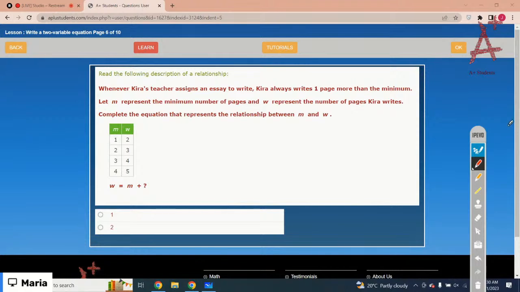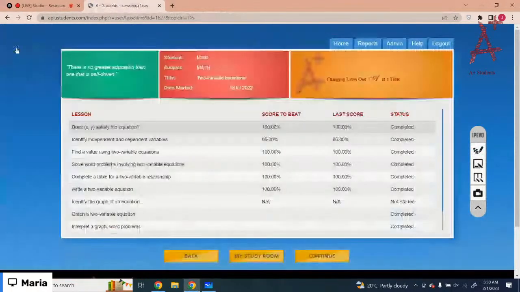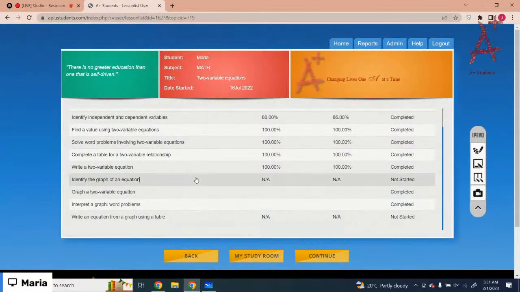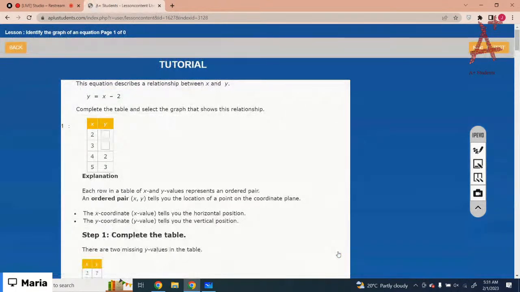Let me just move on to the next lesson. And the next lesson is identify the graph of an equation.